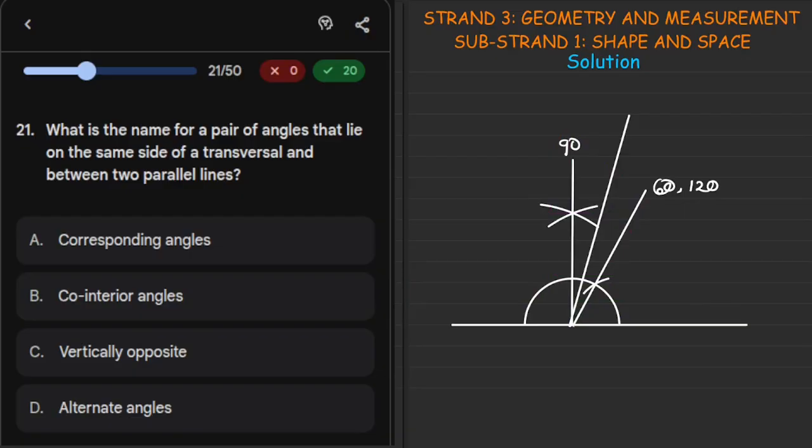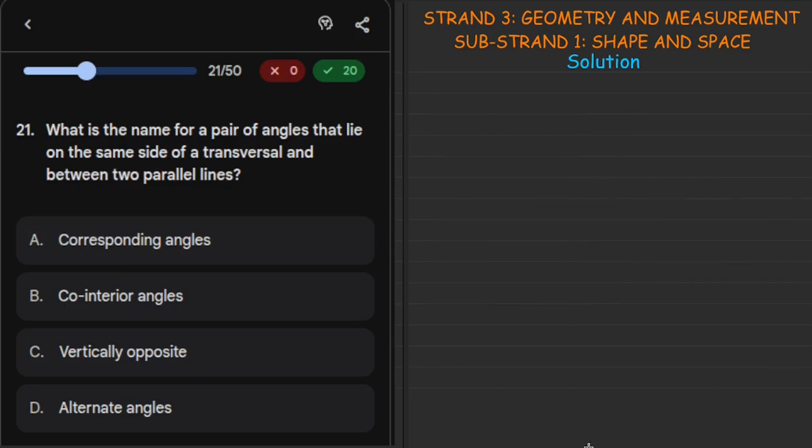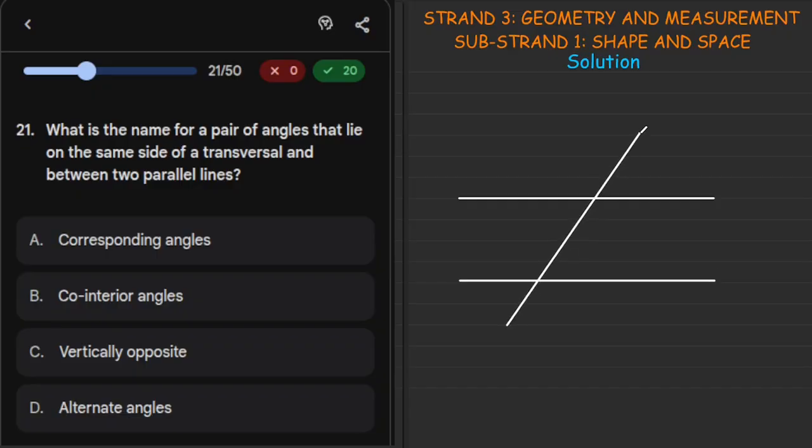So question number 22. What is the name for a pair of angles that lie on the same side of a transversal and between two parallel lines? What is a transversal? Let's first of all look at what parallel lines are. So if this is a straight line, and then I add one more to it, these two lines become parallel lines. Why? Because they do not meet even if extended. And if I draw another line that touches these two lines, we call it a transversal.